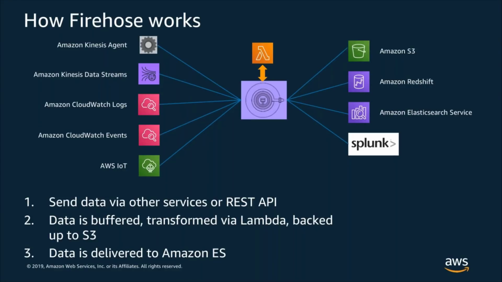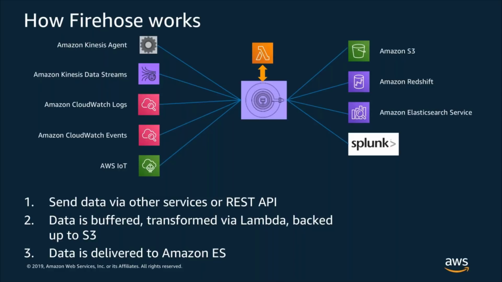So when we look at Firehose, Firehose has a number of integrations on the input side that make it easy to get your data into the Firehose itself. We have the Kinesis agent, which is a lightweight log shipper. It sits on your nodes and can tail your log files and ship them off to Firehose. Kinesis data streams, CloudWatch logs, CloudWatch events, and IoT also can deliver to Firehose.